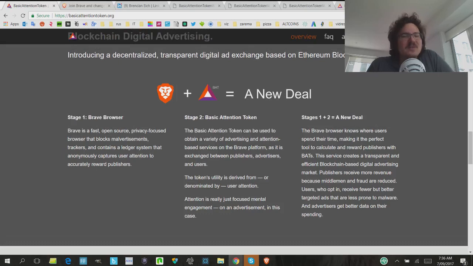So, what do they want to do? How are they proposing to solve this situation? Two steps. One, they have the Brave browser. So this is going to help block actually all the trackers and the malware and all these different things.